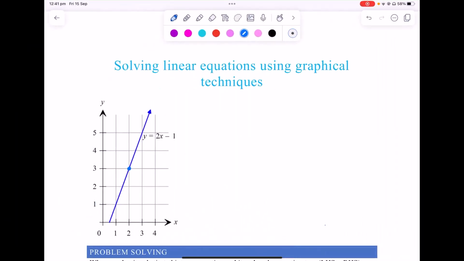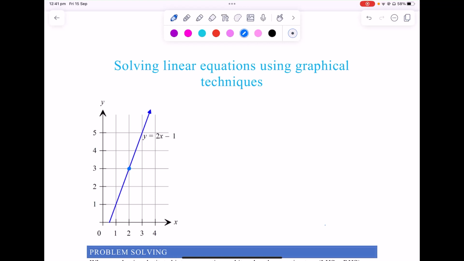Solving linear equations using graphical techniques. So we've been looking a lot at these equations or graphing straight lines, and a rule for a straight line really just shows the connection between the x and the y coordinates of each point on the line. And we know that because we've drawn up tables of values and substituted in x values to find y values and use that to draw a straight line.